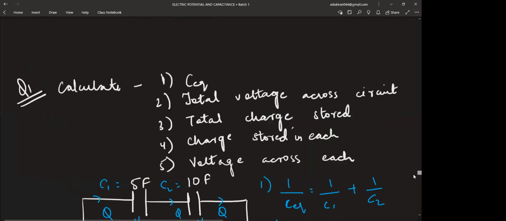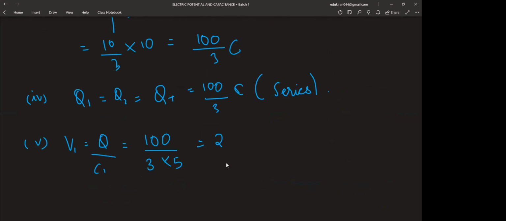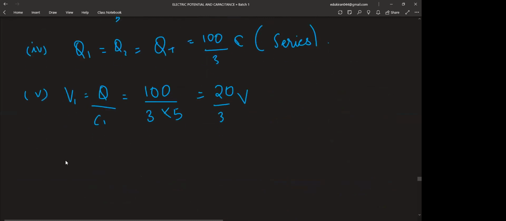Last part, fifth: voltage across each. You have to calculate the voltage across each. See, V1 will be Q by C1. Charge is 100 by 3, first capacitance is 5, so this becomes 20 by 3 volt. And the second potential would be Q by C2. So this is 100 by 3 into 10, since 10 was the second one, which is equal to 10 by 3.